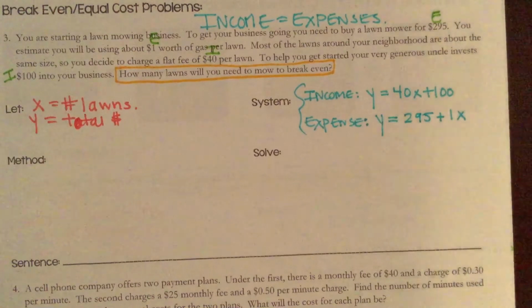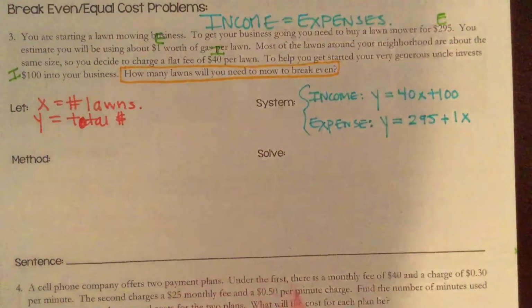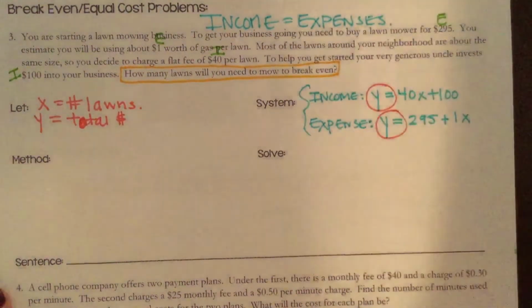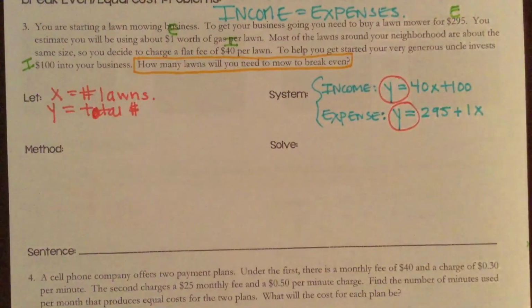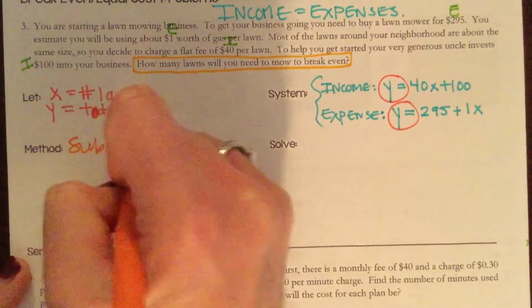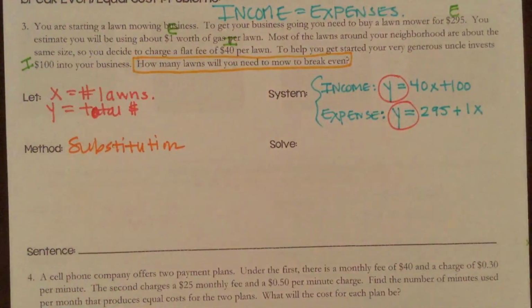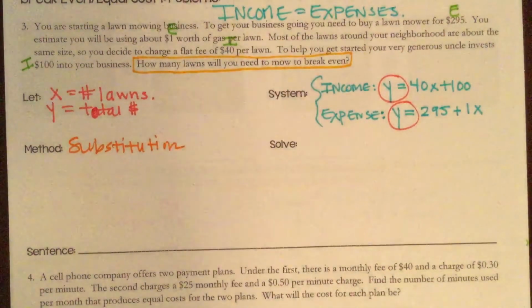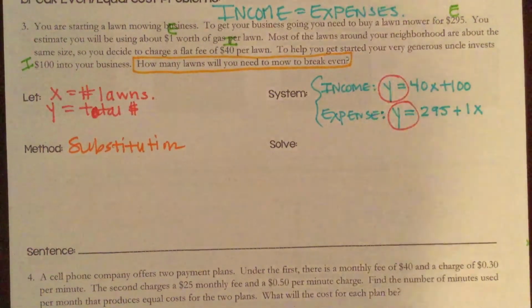Remember we said earlier that a break-even problem, our income equals our expenses? Notice that both of these equations say y equals. In this case, we already have a variable solved for. Therefore, the easiest method to use here is substitution. We can substitute the top equation into the bottom equation, okay? In other words, we can set the two equal to each other, right? The income and the expenses are going to be equal.